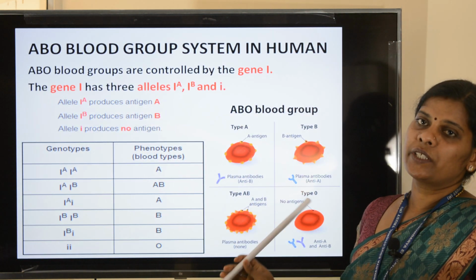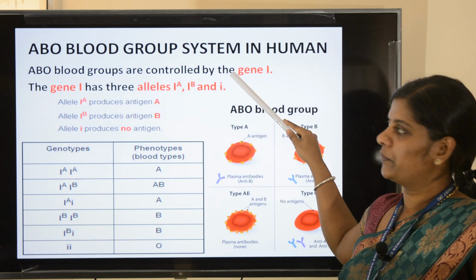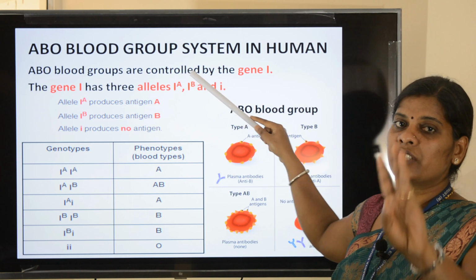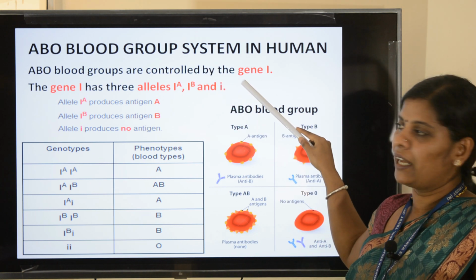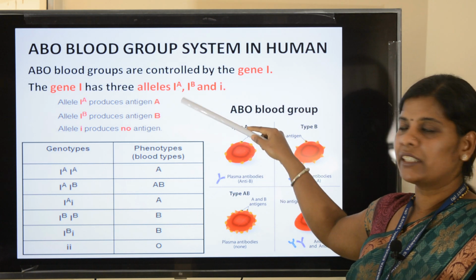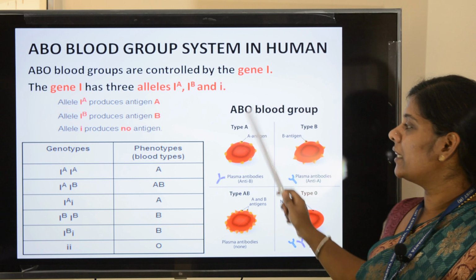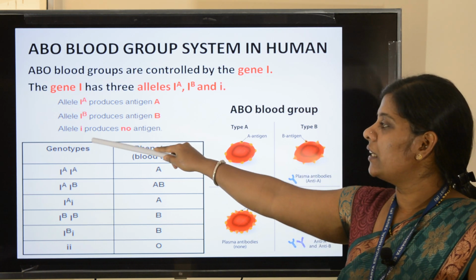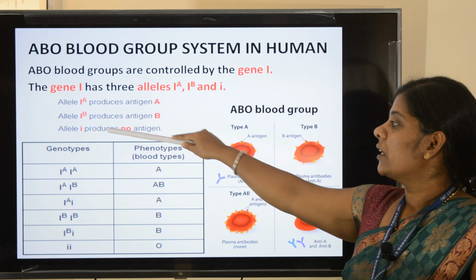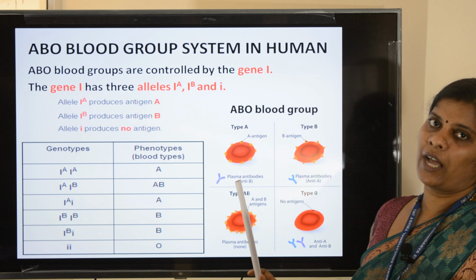The ABO blood group system in humans is controlled by gene I. Gene I has three alleles instead of two: IA, IB and i. IA produces antigen A on the surface of RBC, IB produces antigen B on the surface of RBC, whereas allele i is recessive and will not produce any antigen on the surface of RBC.